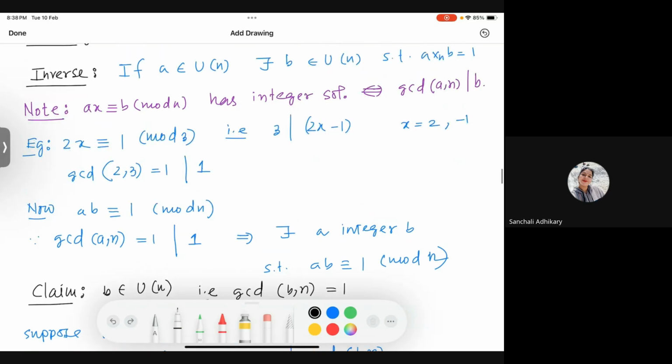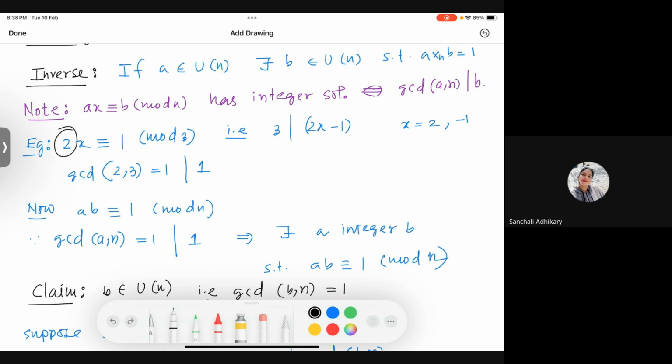Okay, for this, I take some example. 2x is congruent to 1 mod 3. It means 3 divides 2x minus 1. First of all, see, does it have a solution or not? GCD of 2 and 3 is 1, which divides 1. So it means it has an integer solution.